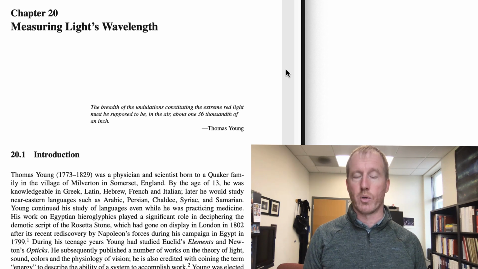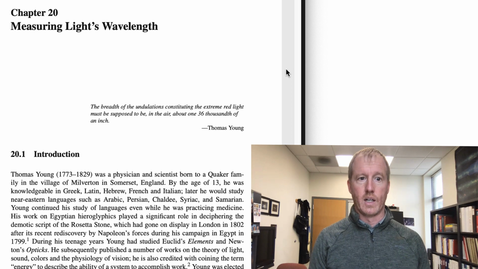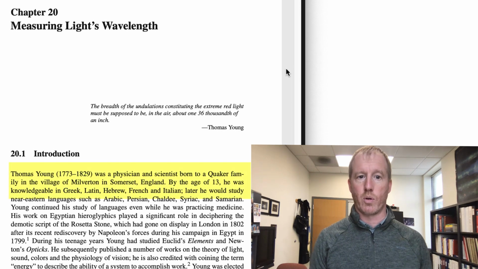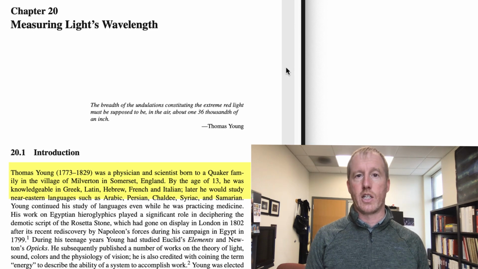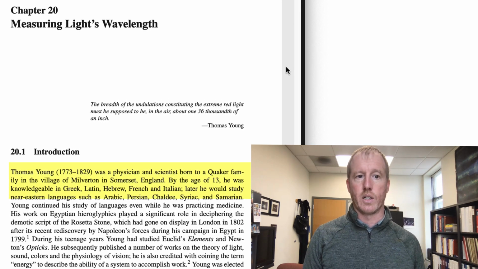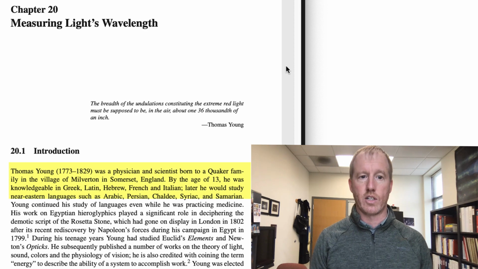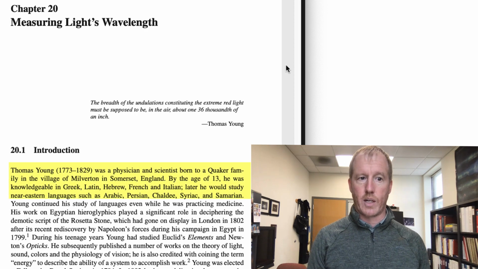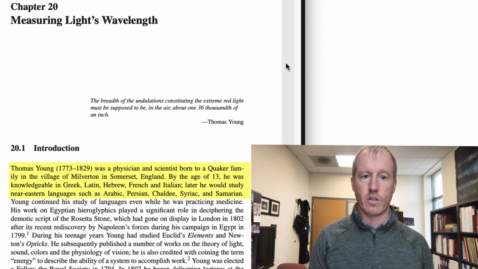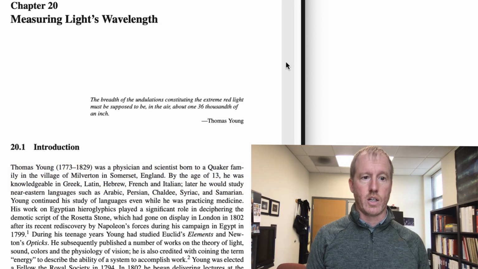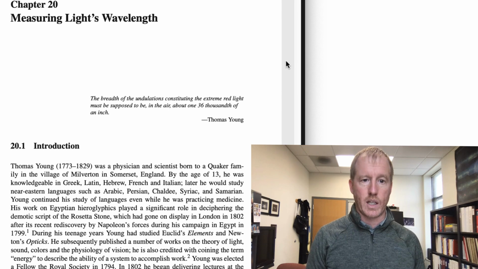So Thomas Young, who was born in 1773, by the way, was a physician and a scientist. He was born to a Quaker family in the village of Milverton in England. By the age of 13, he was knowledgeable in Greek and Latin, Hebrew, French, and Italian. Later, he would study Near Eastern languages such as Arabic, Persian, Chaldee, Syriac, and Sumerian. Young continued his study of languages even while he was practicing medicine.